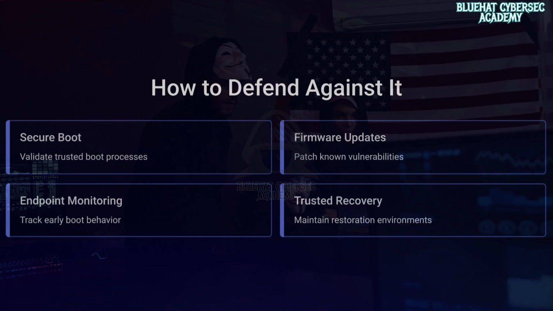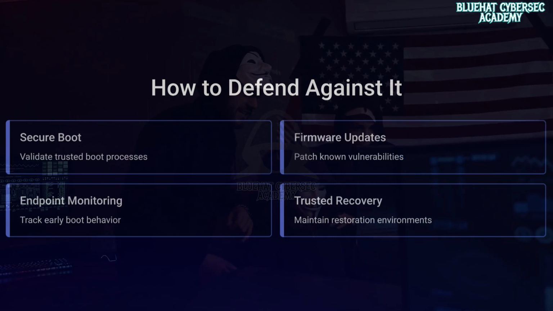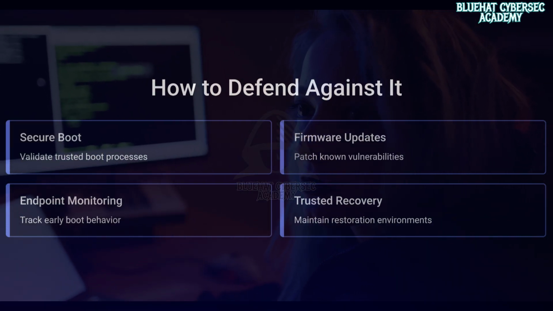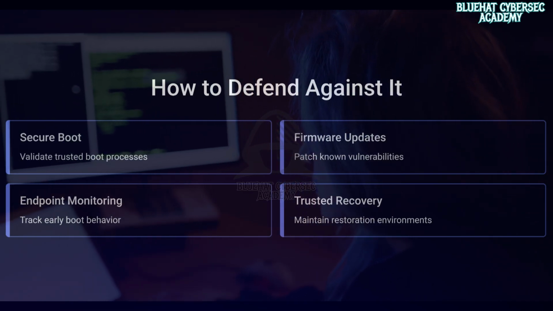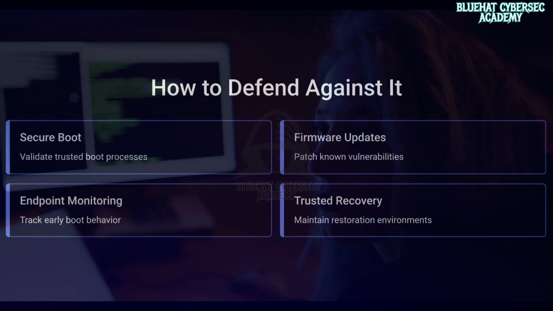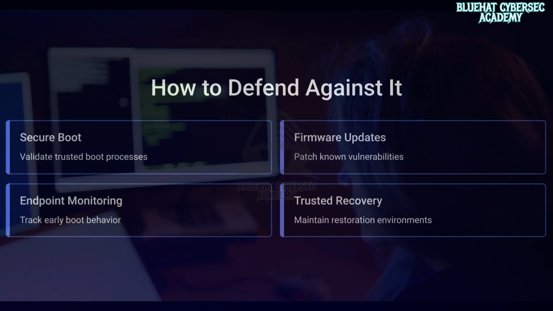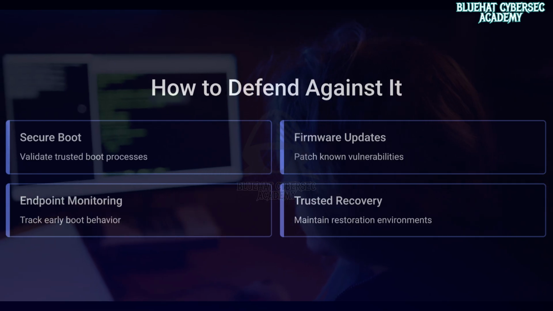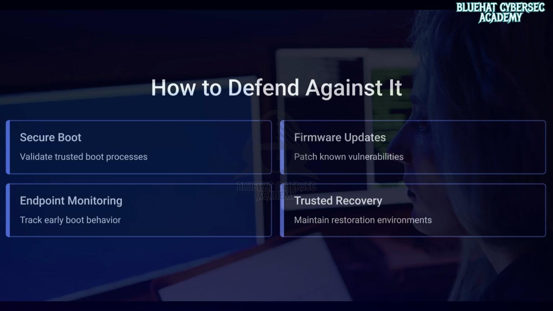Defending against bootloader malware requires a different mindset than traditional antivirus protection. Security must extend beyond the operating system into firmware and boot integrity. This includes using secure boot mechanisms that validate trusted boot processes, keeping firmware updated to patch known vulnerabilities, and restricting unauthorized changes to boot configuration. It also involves using endpoint security tools that can monitor early boot behavior, as well as maintaining trusted recovery environments for system restoration.